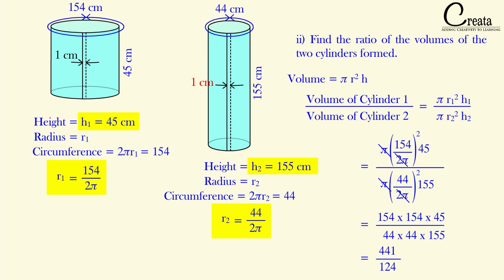Got it? The trickier part in this question is to understand that 1 centimeter of overlapping of the paper has been wasted, like 1 centimeter is wasted in both parts. In the first part, 1 centimeter is wasted along the length. In the second, 1 centimeter has been wasted along the breadth. Okay. So that's it for this lecture.